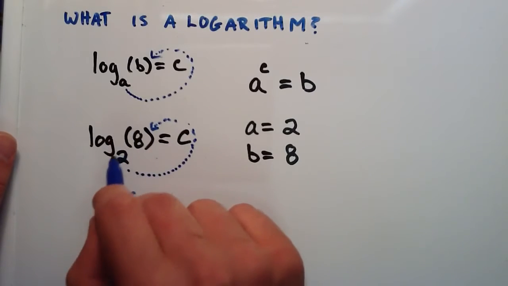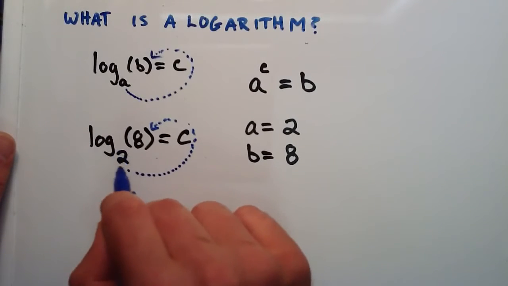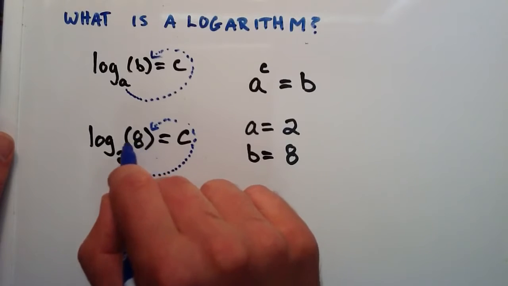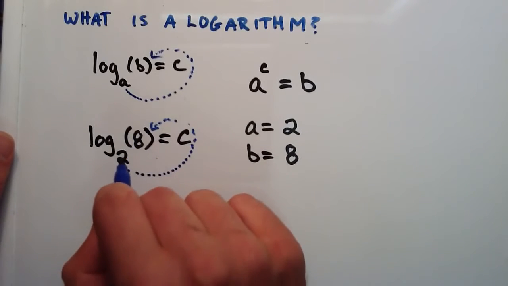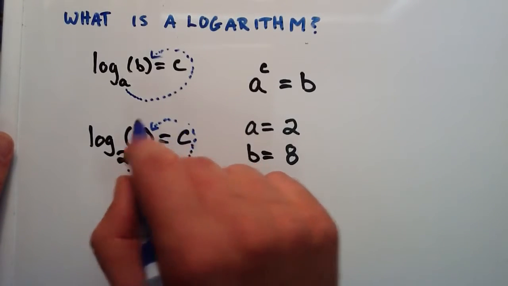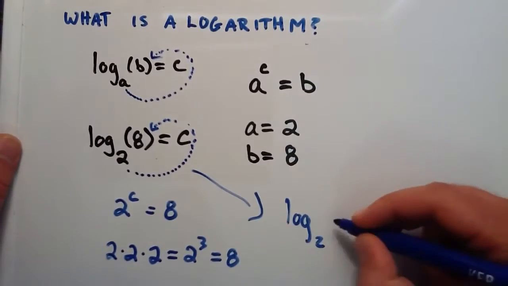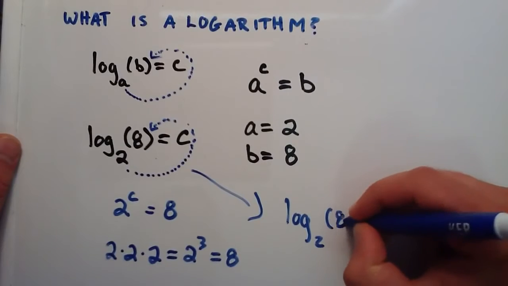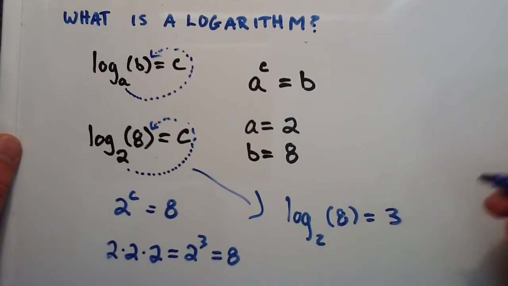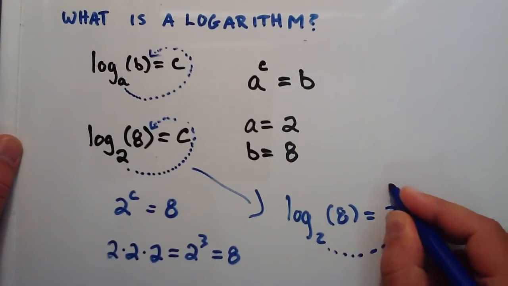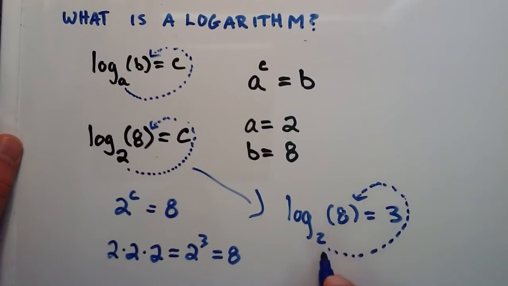So what number would you have to raise this number to? What exponent does this have to be raised to in order to equal this number right here? 2 to the C equals 8. In this case, it's log base 2 of 8 equals 3, since 2 to the third power equals 8.